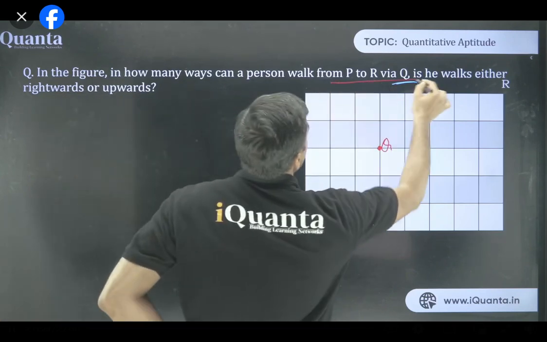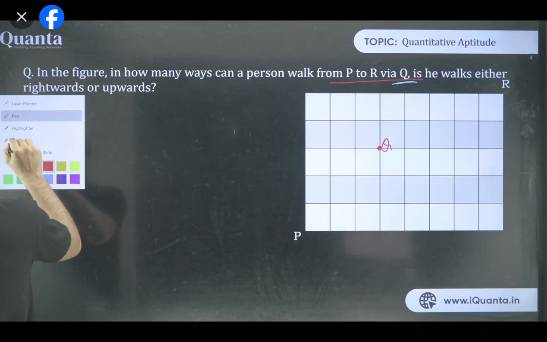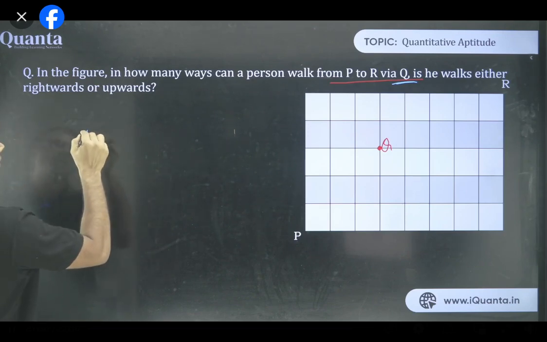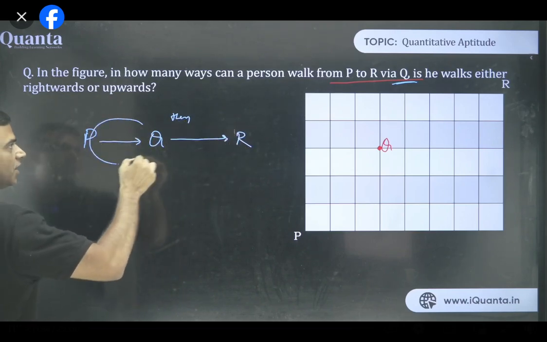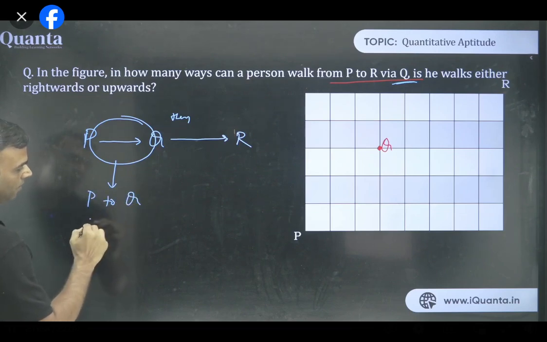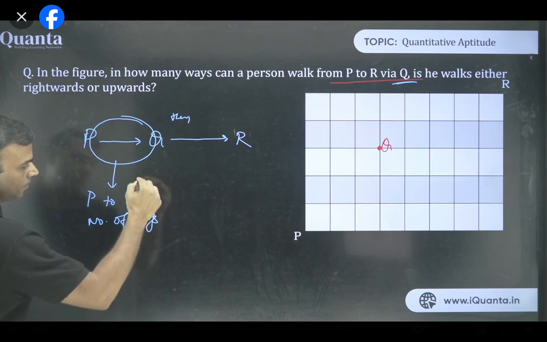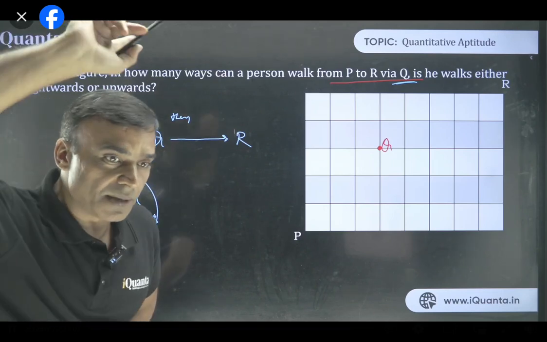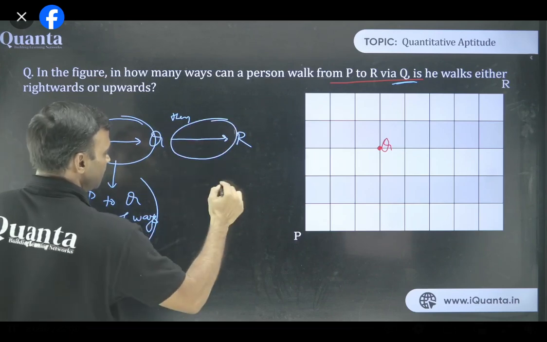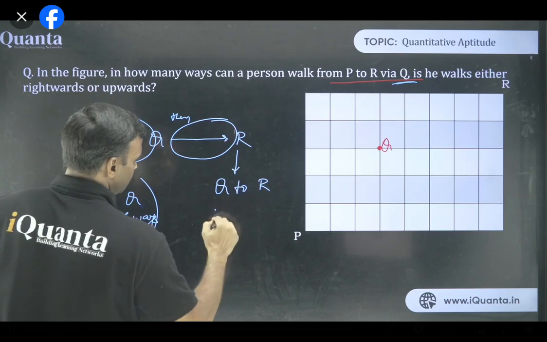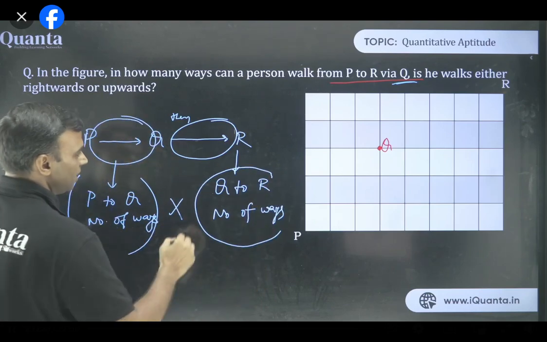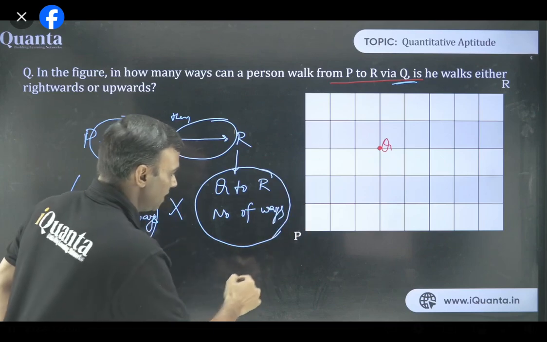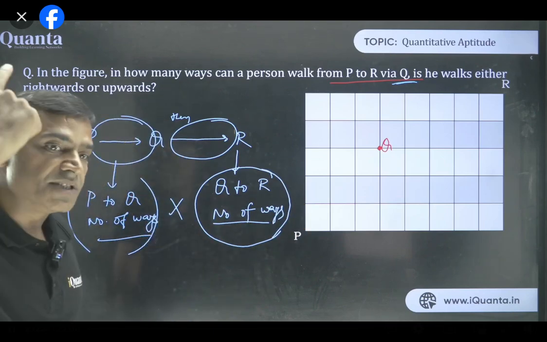Read the question. It says P to R via Q. This is a question similar to what you have done in the past. So P to Q and then Q to R. So what you have to answer is in how many ways you can go from P to Q, and then the number of ways from Q to R. This question you must have done in the first session, PNC first ka beginning wala. And these two are independent situations, and then multiply. This counting is what you have to multiply.